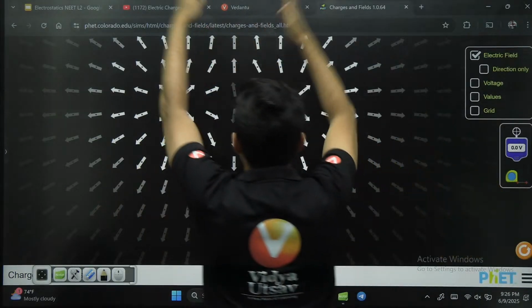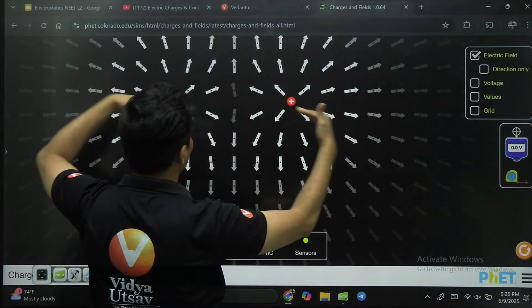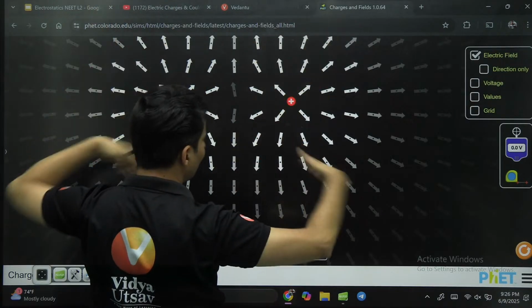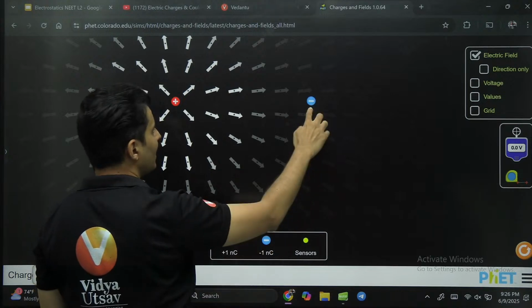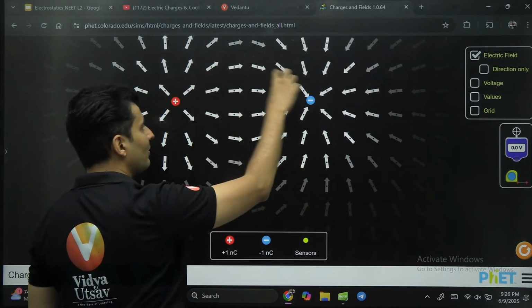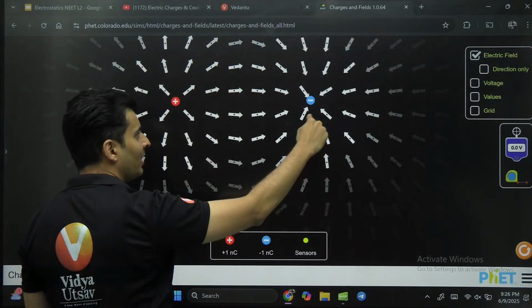It's going like this. It will not intersect. It will come close and it will go away. It will come close and it will go away. But instead, if I put a negative charge, see how it will act? The field is coming from here and going here. Coming from here and going here.